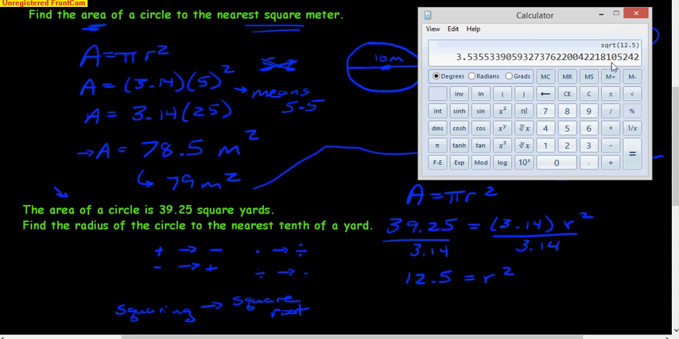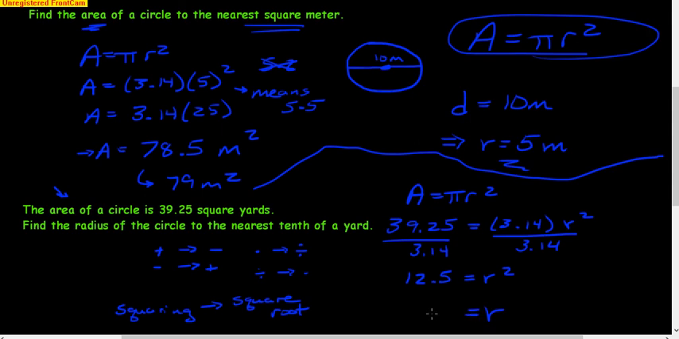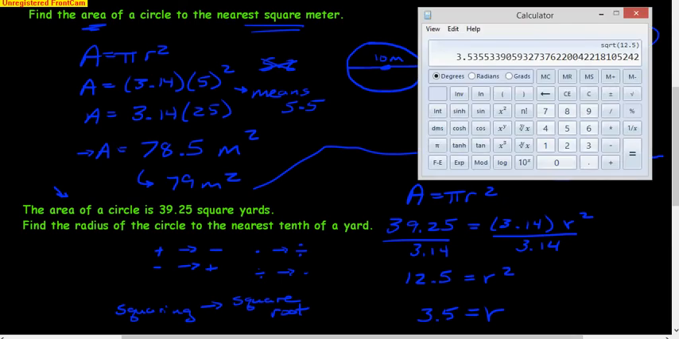3.535533339, and so on. But I want it to the nearest tenth of a yard. Notice it says here tenth of a yard. So here's the tenth place, and this 3 tells me to just leave that 5 the way it is. So I'm going to come over here and write radius equals 3.5. Is that right? Yeah, 3.5.